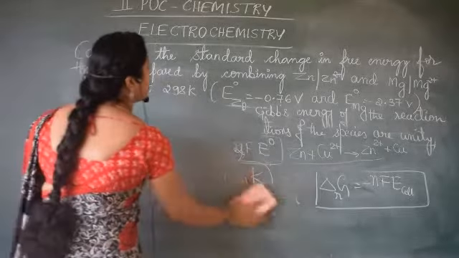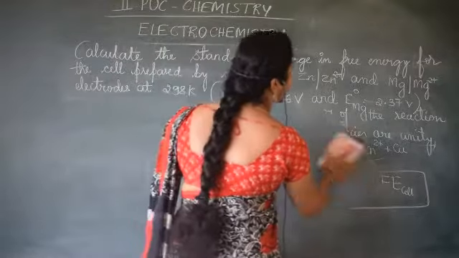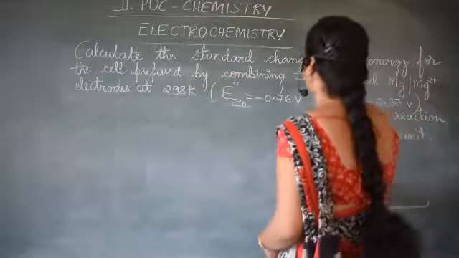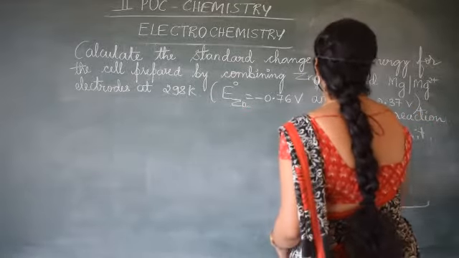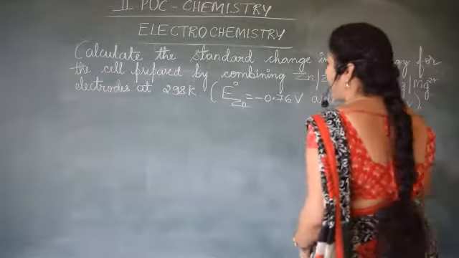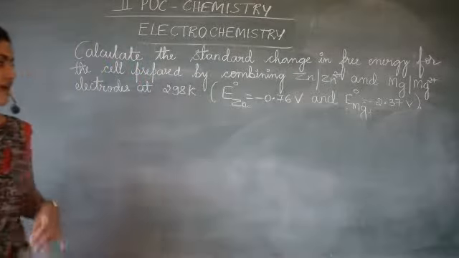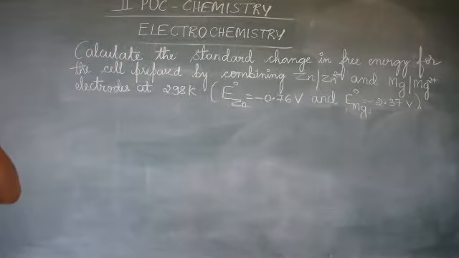The question says: calculate the standard change in free energy for the cell prepared by combining Zn, Zn2+ and Mg2+ electrodes at 298 Kelvin. Here it is given the standard electrode potential for zinc and for magnesium as minus 0.76 and minus 2.37 respectively.